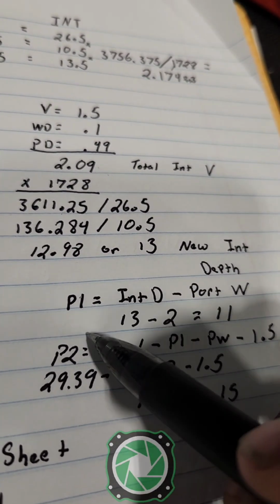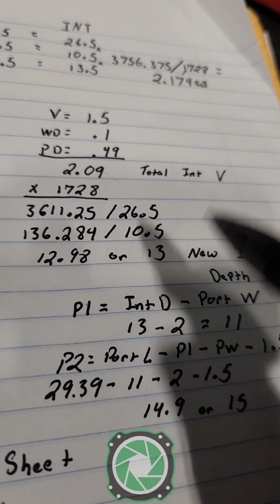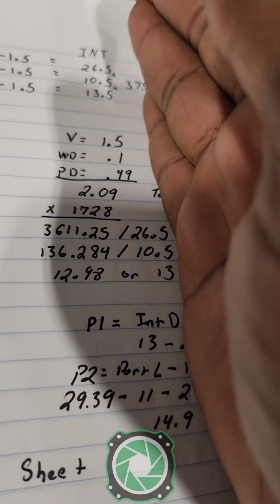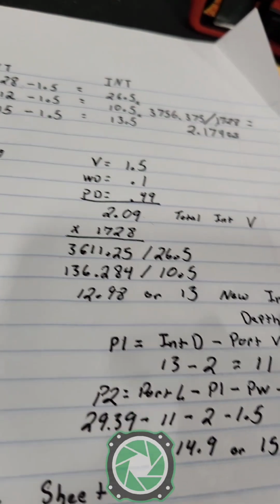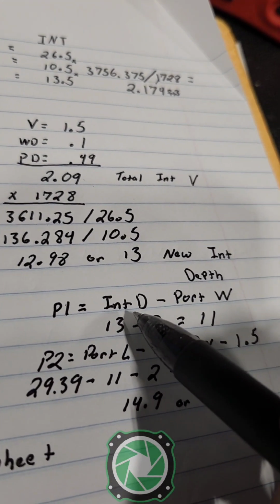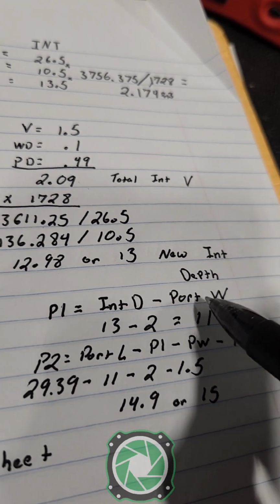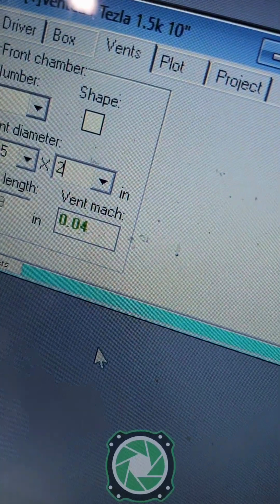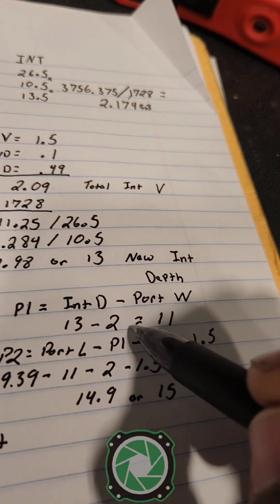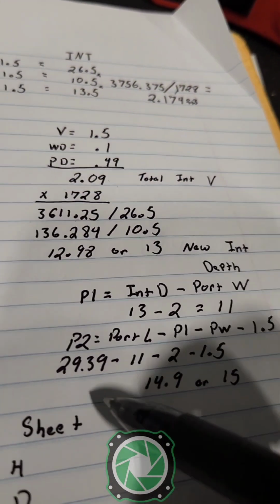Calculate our ports. We're going to label this P1 and P2. P1 is going to be the first piece of wood that goes this way. P2 is going to be the bend and the piece of wood that goes that way. So P1 is going to be your interior depth minus the port width. Our interior depth is 13. Our port width from our program is 2 inches. So 13 minus 2 is going to be 11.